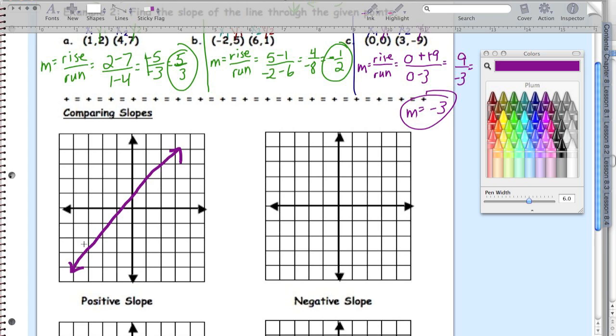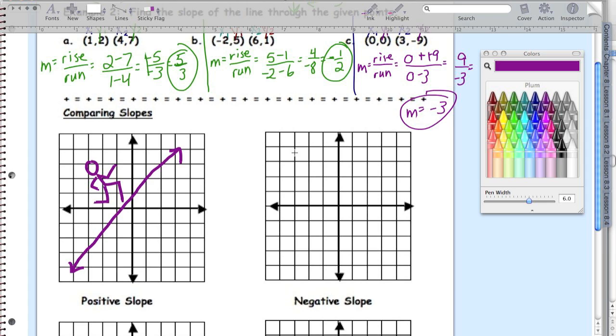So we have this line. This is an example of a positive slope. If you go from left to right and your line is going up, then it's a positive slope. Kind of like if you can draw a guy going up the hill, that's a positive. Okay? Then we have negative slope.